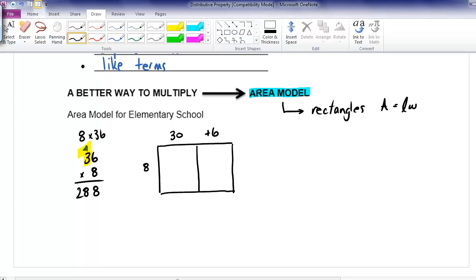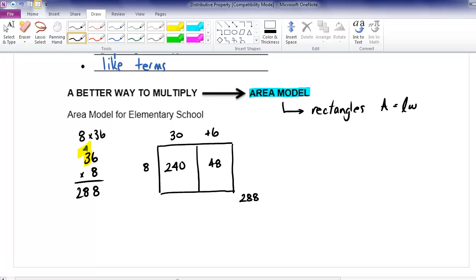And then what we can do is we can just do each one of these multiplications. Again, L times W, 8 times 30, L times W, 8 times 6. And when we get that together, we end up with 288. So when we add together all of the inside, we get 288. And this is called the area model multiplication, and it's really nice. It makes sure you don't forget things.